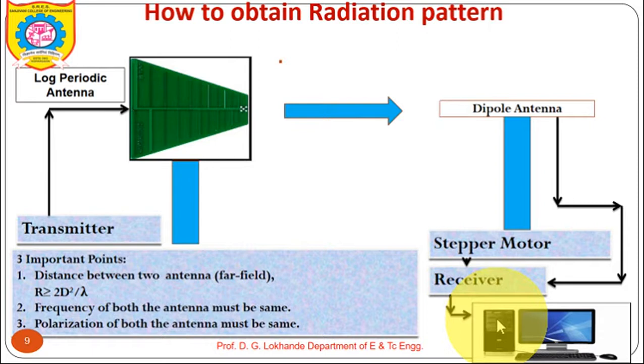The third one is that the polarization of the transmitting antenna and the receiving antenna should both be the same. If the polarization is the same, we will get the maximum strength of the signal, and we receive the signal properly at the reception point. So this is the setup to test the strength of the signal and how to obtain the radiation pattern of the specified antenna. This is all about how to check the signal strength, the radiation pattern, and the radiation intensity.